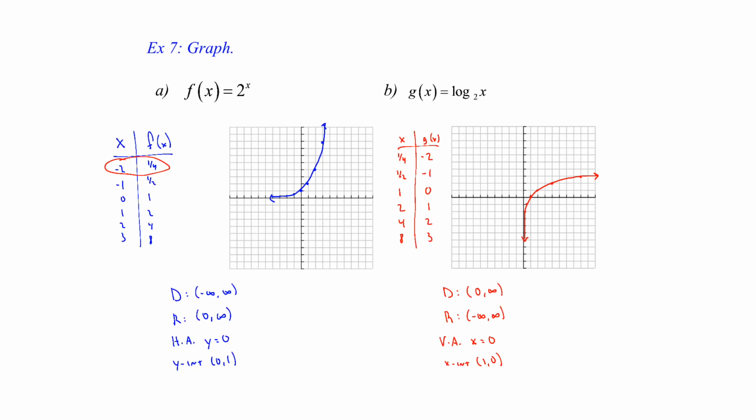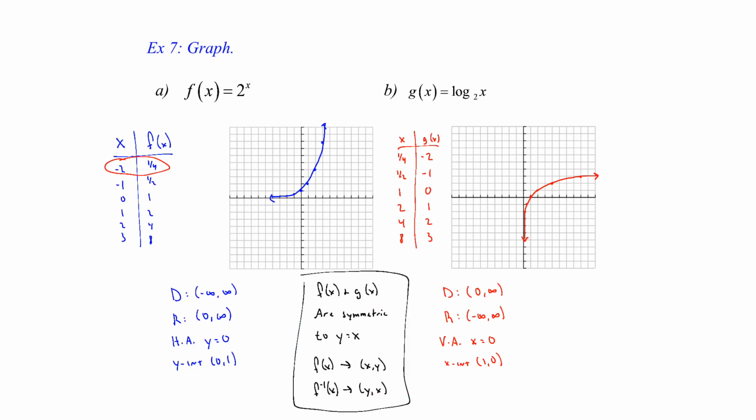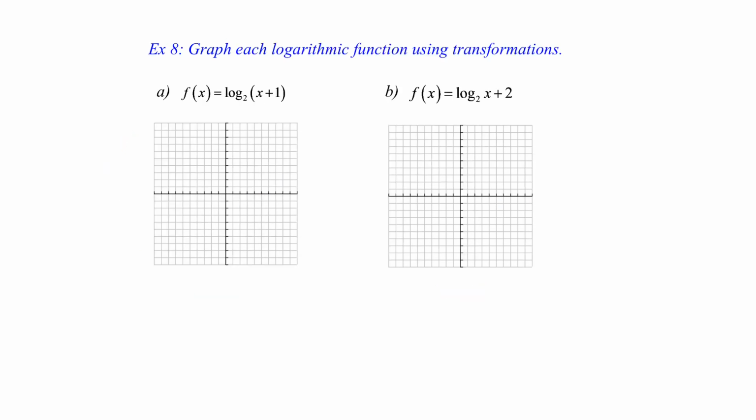What else do we know? Well, remember, we know that these are symmetric across the line y equals x because your x and y values change as well. And so once again, f of x and g of x are symmetric to the line y equals x. f of x has an ordered pair (x, y). The inverse of f of x has an ordered pair (y, x). And so you don't have to memorize log base 2 of x. If you know your exponential, you know your logarithm by taking the x and the y and just switching them. So let's take a look at a couple examples here graphing logarithms.